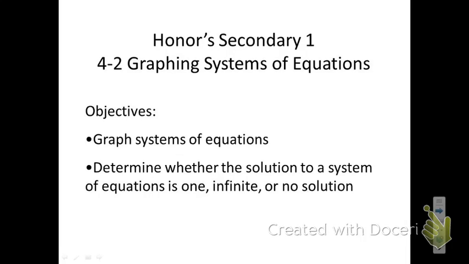Okay, today we learned section 4.2, graphing systems of equations. Our objective is to graph systems of equations to determine whether the solution to a system is one, infinite, or no solution. A system of equations is two or more equations, and we will only work with two in this assignment. Your different types of solutions are one solution.